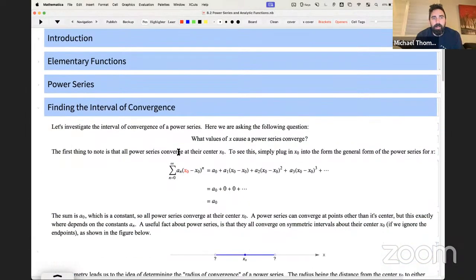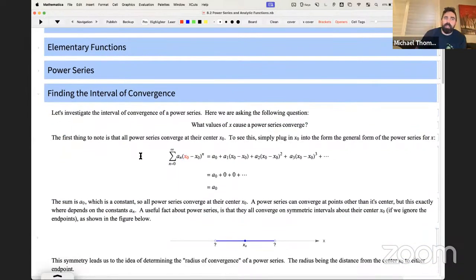All right, so let's investigate this interval of convergence. These would be all the points where the power series converges, found by plugging in points and figuring out convergence using the series of constants tests. So basically, for what values of x does a power series converge?